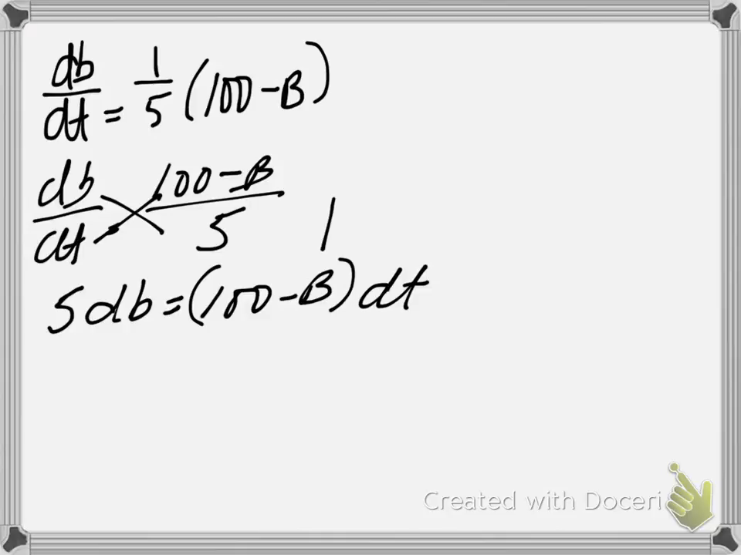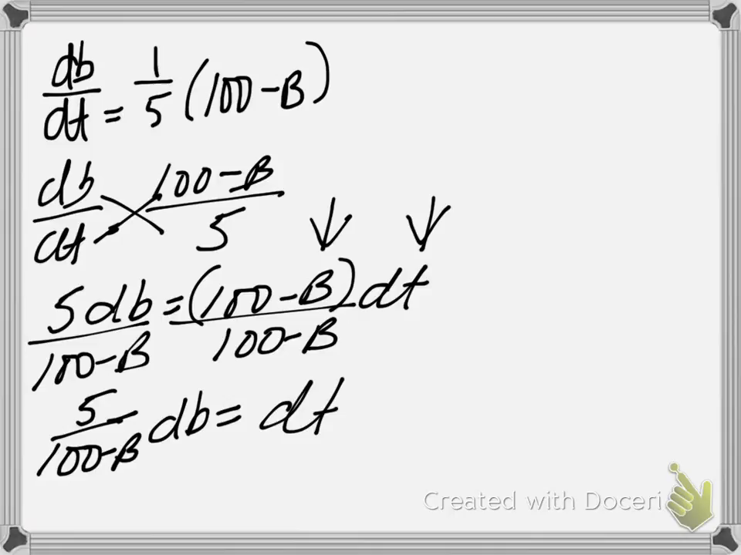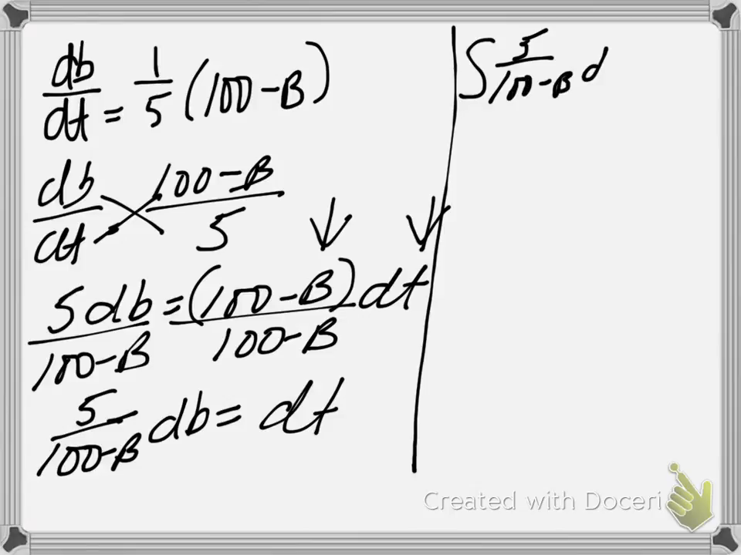Okay, so you notice that there's a b over here, there's a t here, and you can't mix b's and t's. So we're going to divide both sides by 100 minus b to get the b to the other side. Okay, and we'll end up with this. So I'm just going to draw a line here. Then I'm going to have an integral for each side. There was a rule that said if you have a constant, you can pull it out to the front, and I think that would make our life a little bit easier.